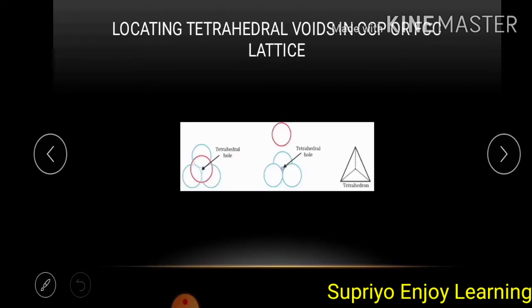Now first we will discuss locating tetrahedral voids in cubic closed pack or face centered lattice. We know that closed pack structures have both the tetrahedral voids and octahedral voids. As we cannot locate octahedral voids or tetrahedral voids in BCC or body-centered unit cell, let us consider a cubic closed pack or face-centered lattice. Now see, what is tetrahedral voids?